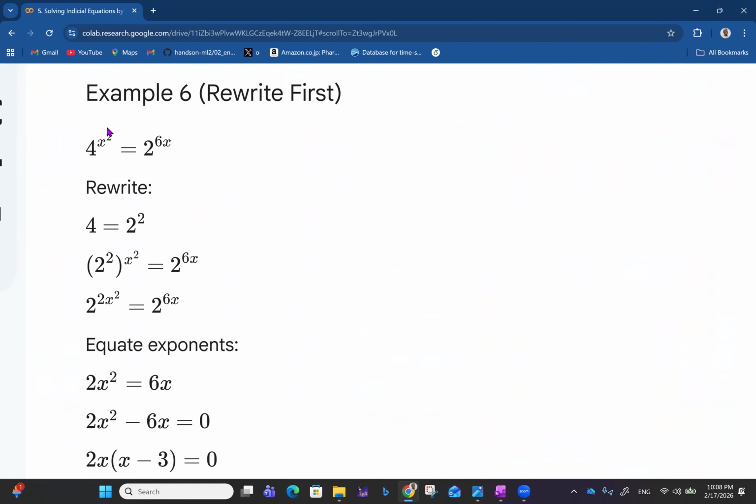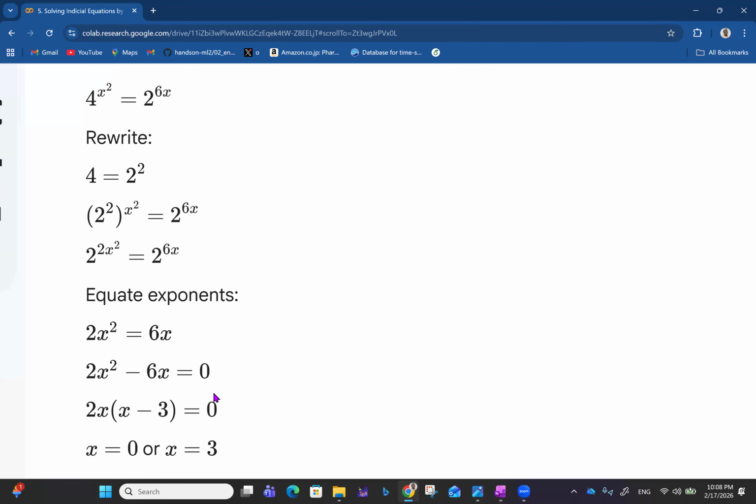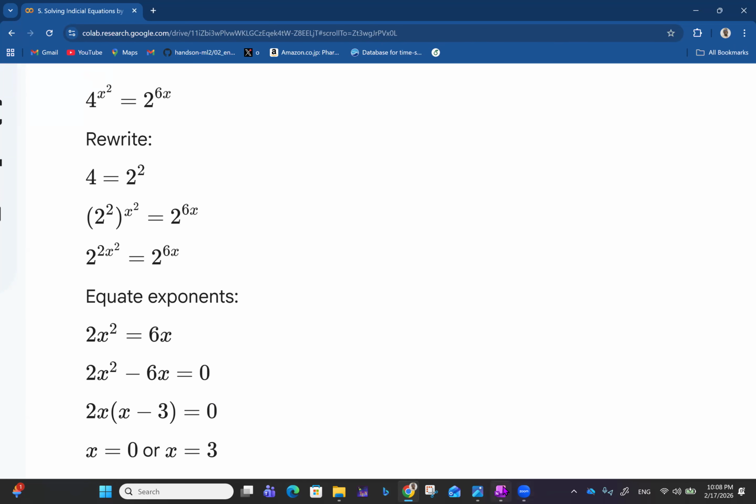So you have 4 raised to power x squared equals 2 raised to power 6x. So 2, you can easily rewrite, this is 2 already. You can write 4 as 2 raised to power 2. So at the end of the day, the answer is x equals 0 and x equals 3. So I'll go again and do that.